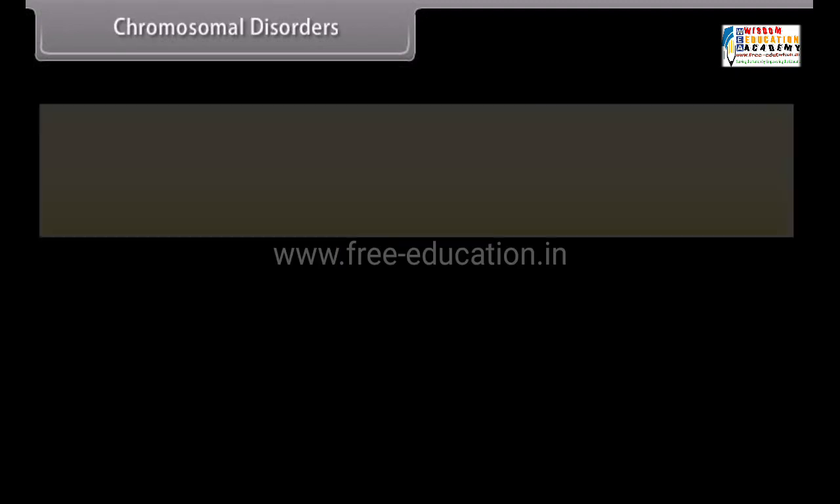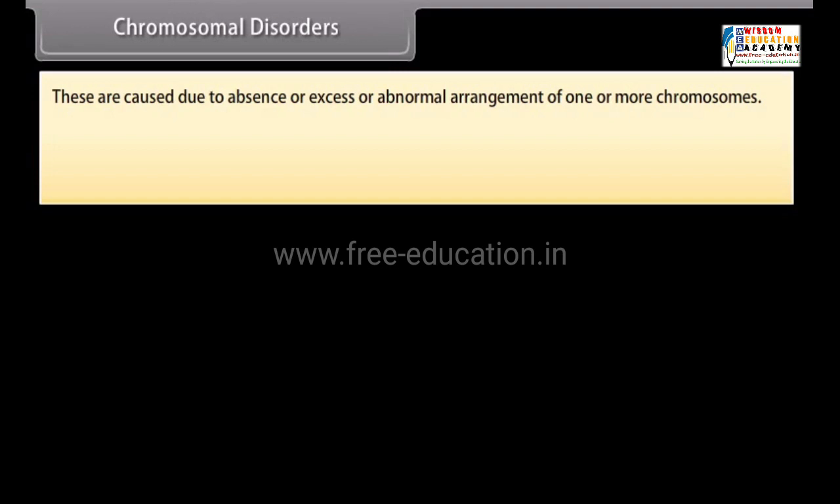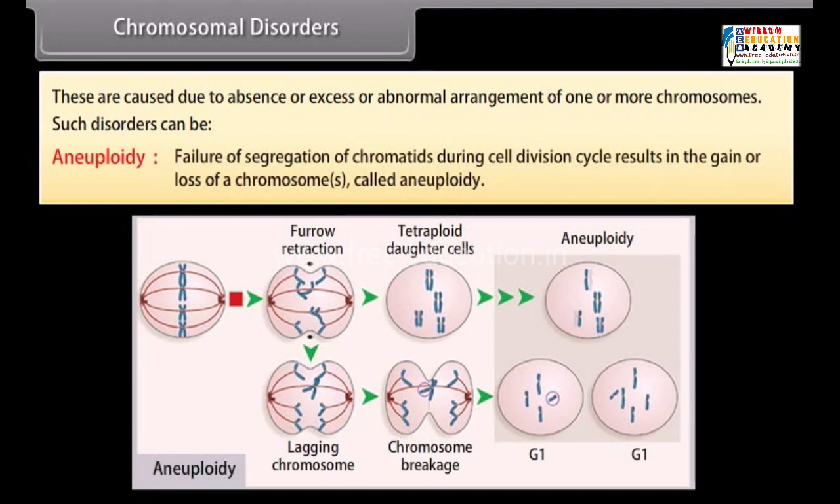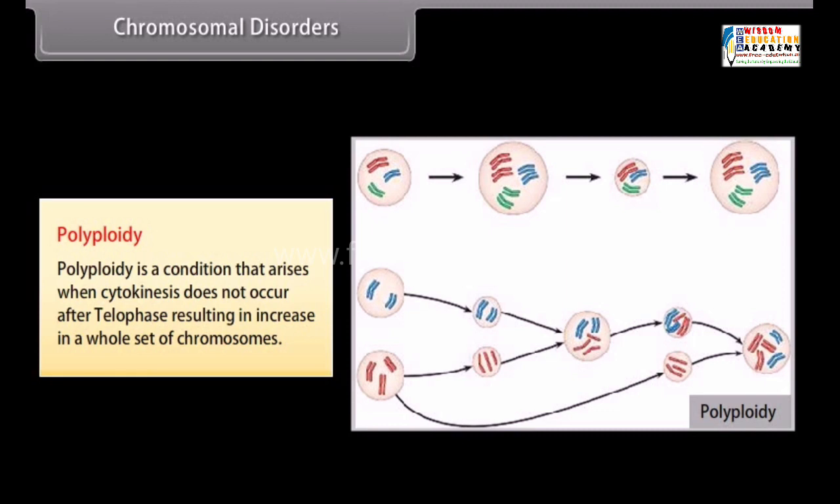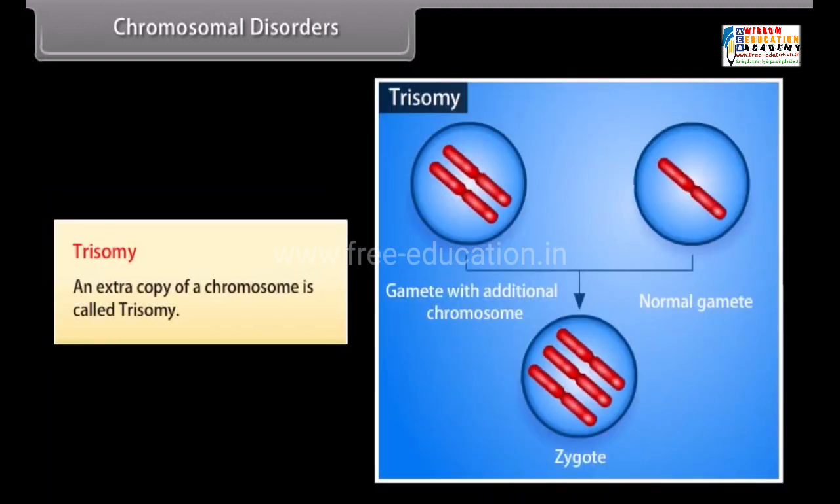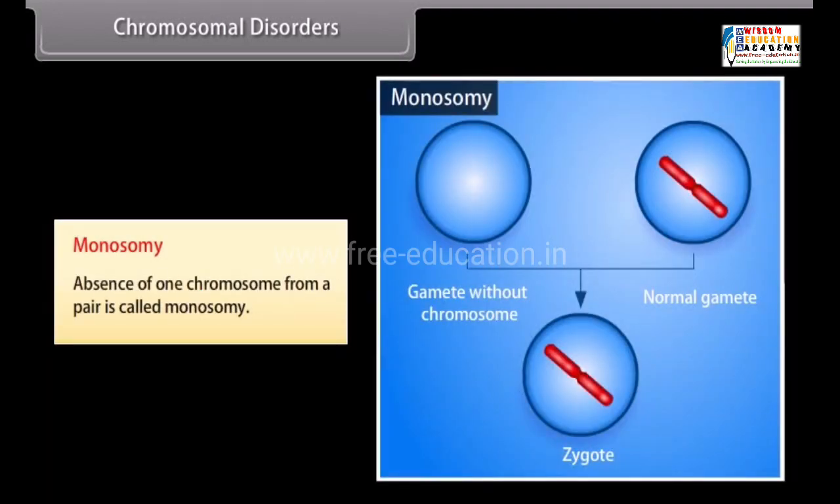Chromosomal disorders. These are caused due to absence or excess or abnormal arrangement of one or more chromosomes. Such disorders can be aneuploidy: failure of segregation of chromatids during cell division cycle results in the gain or loss of chromosomes, called aneuploidy. Polyploidy: polyploidy is a condition that arises when cytokinesis does not occur after telophase, resulting in increase in a whole set of chromosomes. Trisomy: an extra copy of a chromosome is called trisomy. Monosomy: absence of one chromosome from a pair is called monosomy.